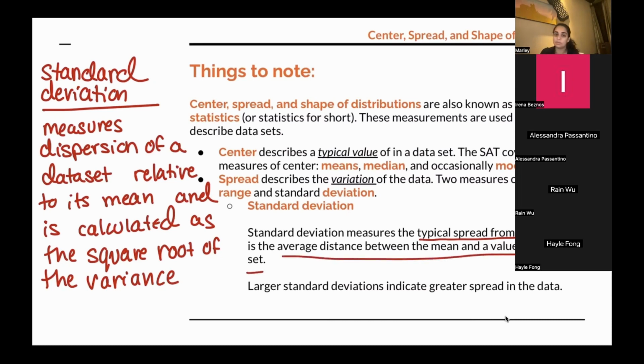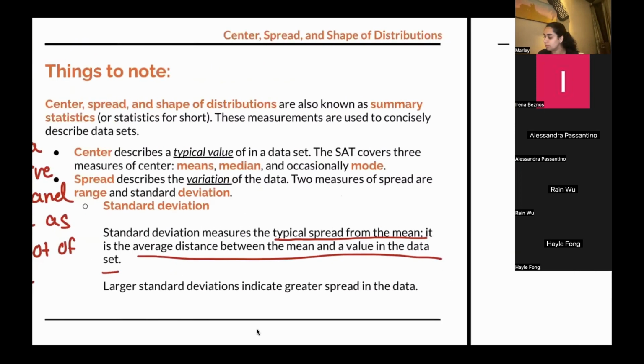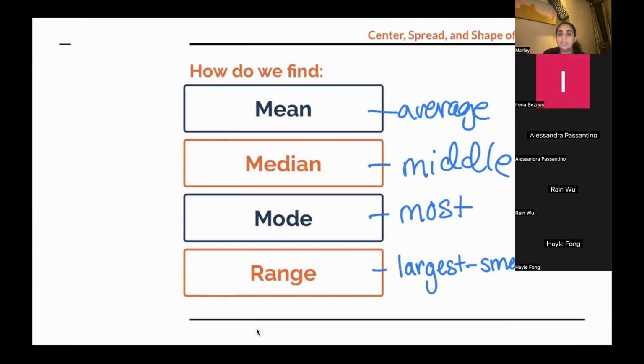They're not going to ask you to find the standard deviation, but they're going to ask you which data set has the largest or the smallest standard deviation. We will go over that in the example problem, but just in case anyone wanted to know what standard deviation is, that's the definition. Okay, so mean is average, median is middle, mode is most, and range is largest minus smallest.